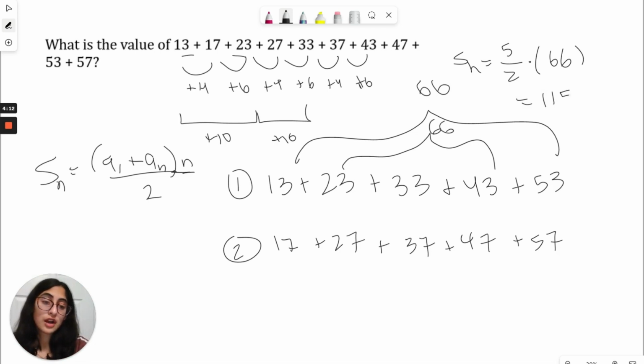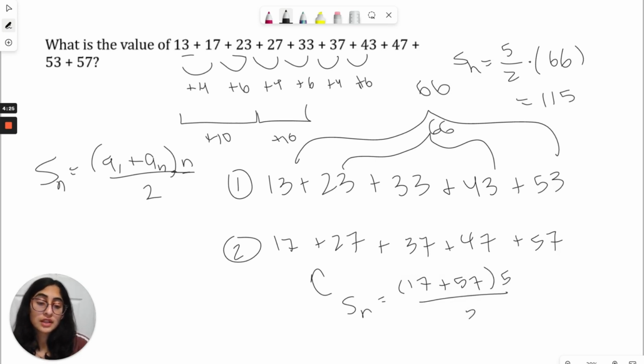Now, let's try the second sum. We can just plug this into the formula. We get first term plus last term, so that's 17 plus 57, times the number of terms, which is also 5, over 2. 17 plus 57 is 74, over 2 is 37, times 5 is 185.